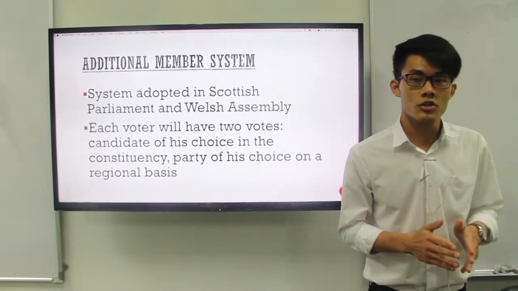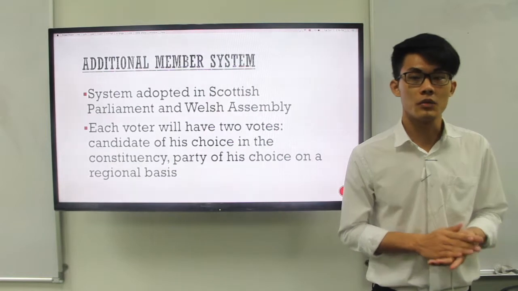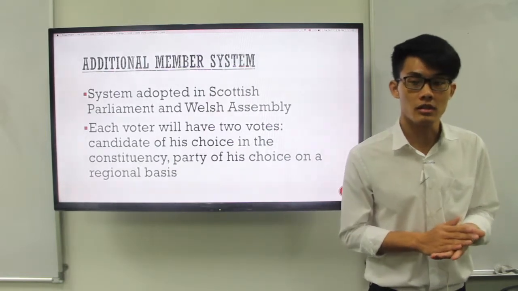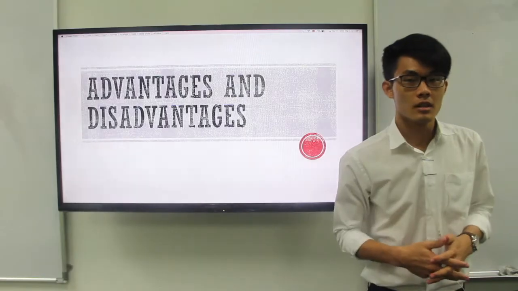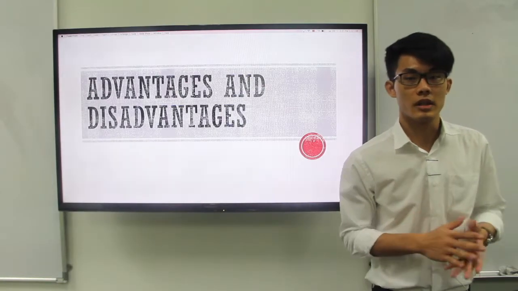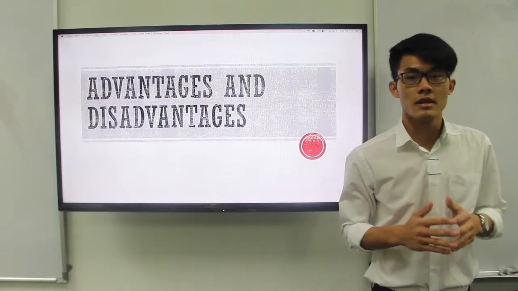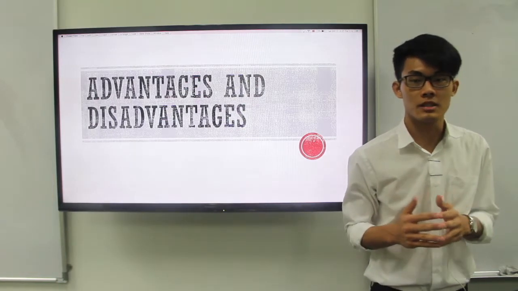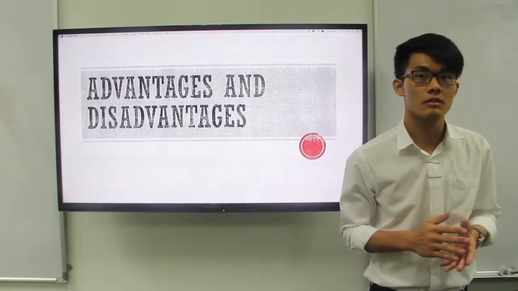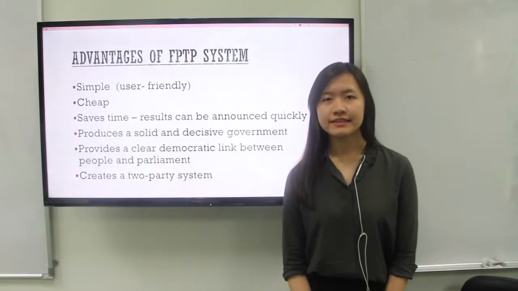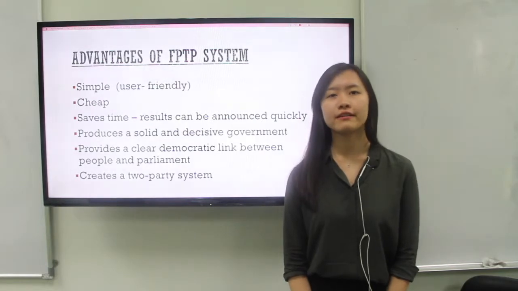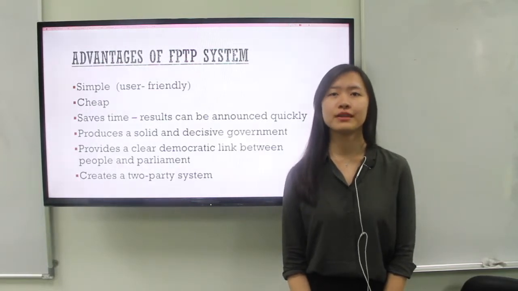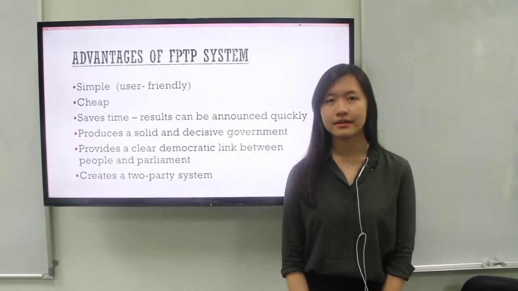Under this system, each voter would thus have 2 votes, one for the candidate of his choice in the constituency and one for the party of his choice on a regional basis. We will now move on to the advantages and disadvantages of the respective electoral systems, as well as comparing the FPTP system currently employed with the others. We will first discuss the numerous advantages this voting system offers before comparing the various disadvantages it holds with the advantages of the other systems.